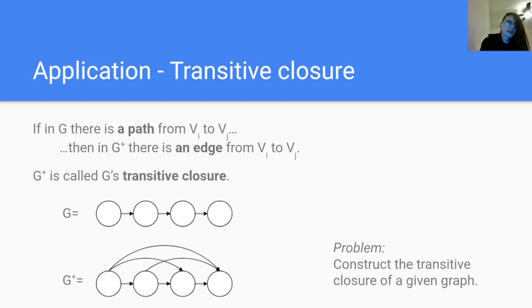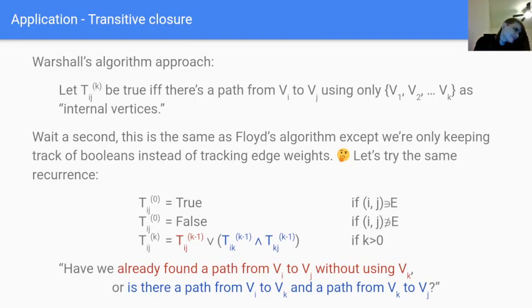So this is a very useful thing to have, and we want to be able to construct a transitive closure of a given graph. So, of course, we have the same approach as always. Define a recurrence and also build up a table.